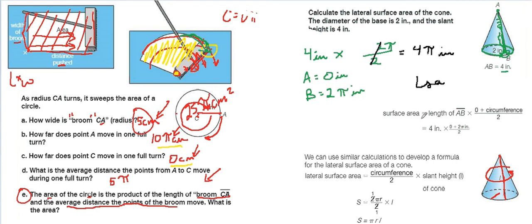So we've just shown that surface area of a cone ends up being the length of the slant height times 0 always, plus the circumference divided by 2, which is that average distance the broom travels. That stands for average distance. We can use similar calculations to develop an even simpler formula. And we're developing the formula for lateral surface area of a cone. Circumference divided by 2, we said, times slant height, or L.